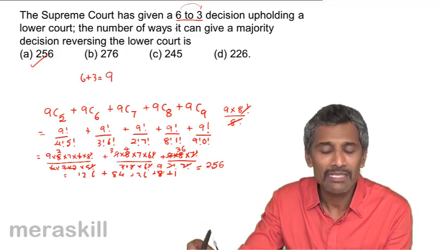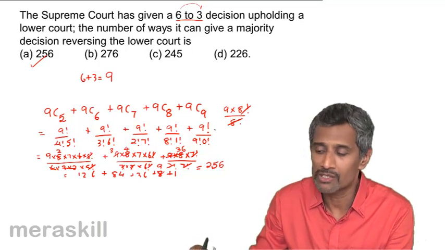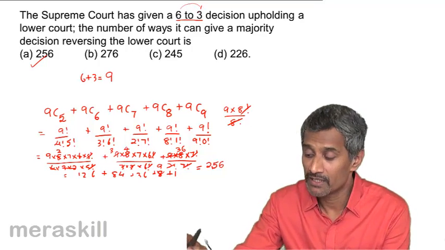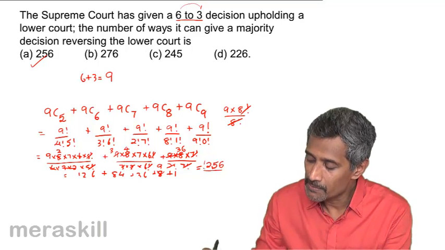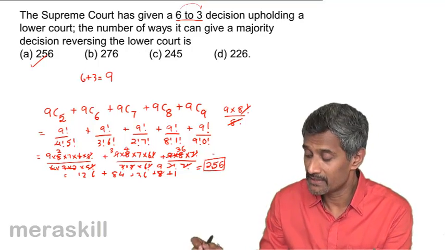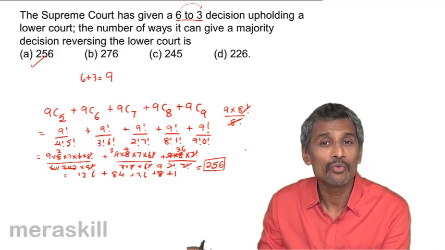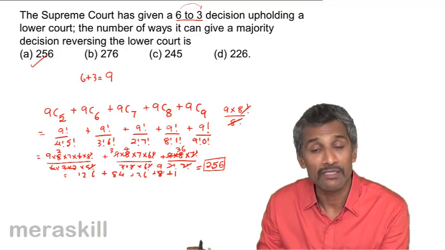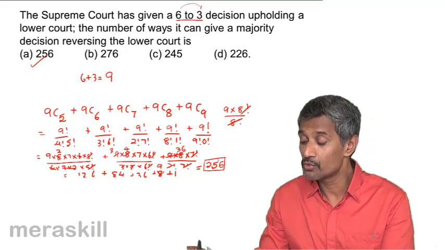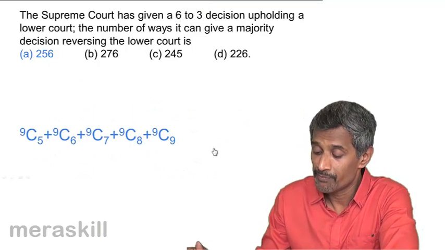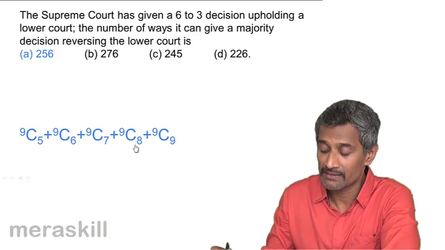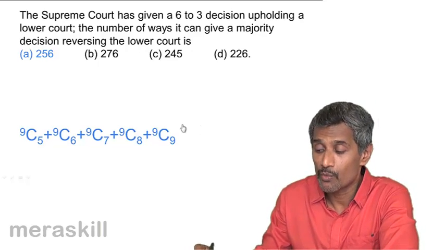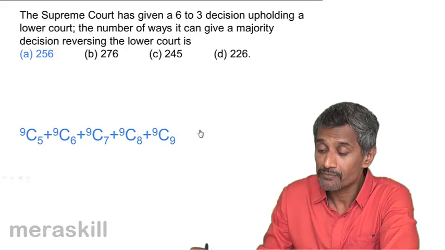So this is what this sum in general means. 6-3 decision. That means out of total number of 9 times, 6 times it has approved the decision of the lower court, and hence as per this we have 256 situations in which it can do the reverse. That is, it can go against the lower court and reverse the decision that it has made against the lower court. So there are 256 such possibilities. And yes, we do have it, that is 9C5 plus 9C6 plus 9C7 plus 9C8 plus 9C9. So these are the ways. This is one way of interpreting this particular question.